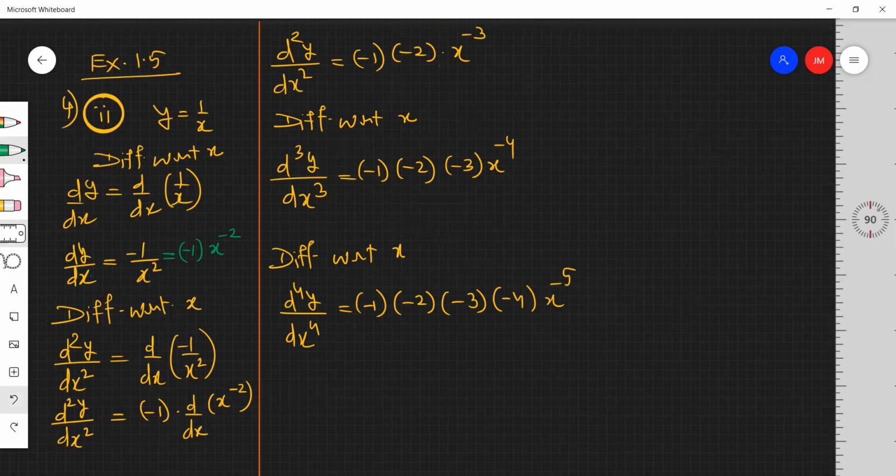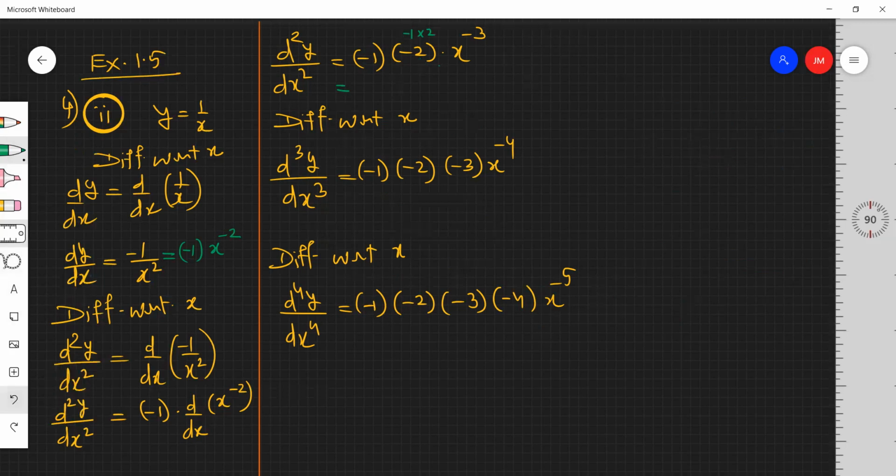Here I have the second derivative. How do I prefer writing it? You will all agree that we got a negative 1 here, a negative 1 here, and a negative 1 here. This negative 2 is negative 1 into 2. So I can always say that there is a negative 1 here and a negative 1 here also, negative 1 into 2.